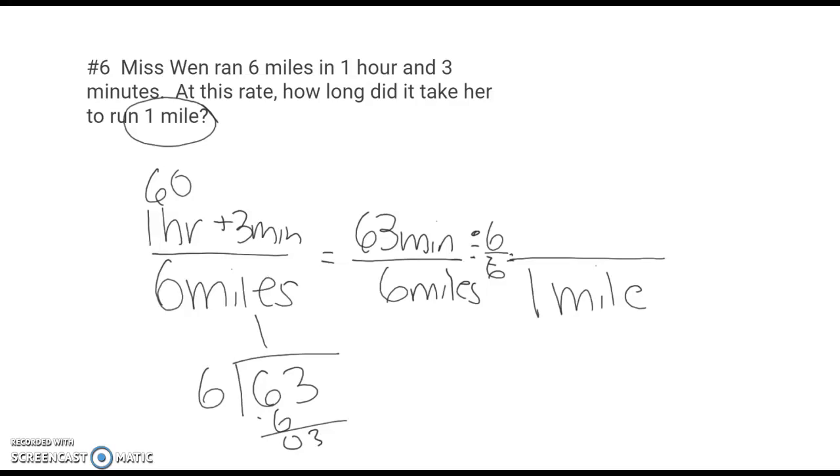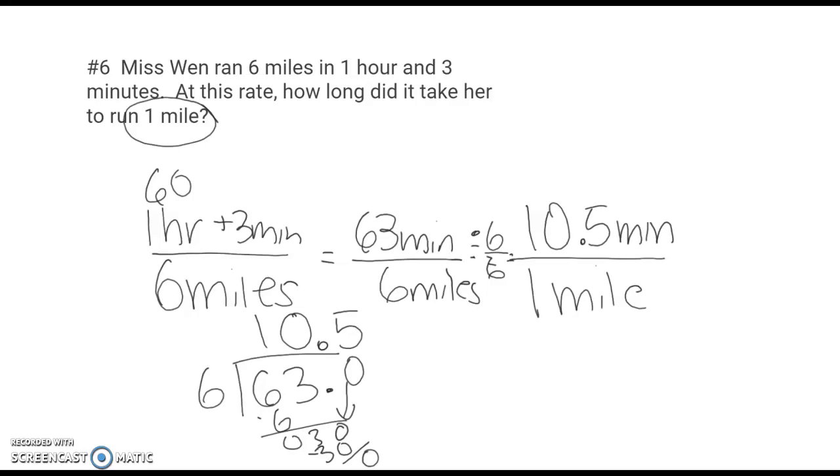Bring down the 3. 6 doesn't go into 3, so I'm going to put a 0 up at the top. We're going to add a decimal and a 0 to bring down. 6 does go into 30 5 times, and 6 times 5 is 30, and there's nothing left over. So it's 10.5 minutes. You can also think of that as 10.5 minutes per mile.